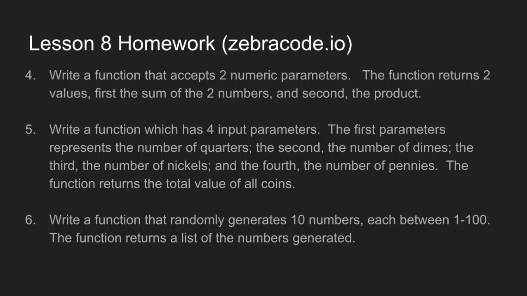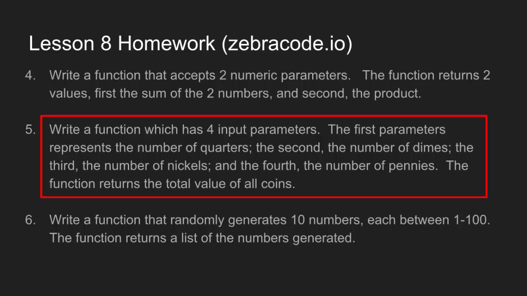We are on Lesson 8, and Lesson 8 covers user-defined functions, and we'll focus on homework problem number 5. Write a function which has 4 input parameters. The first parameter represents the number of quarters, the second, the number of dimes, the third, the number of nickels, and the fourth, the number of pennies. The function returns the total value of all coins.